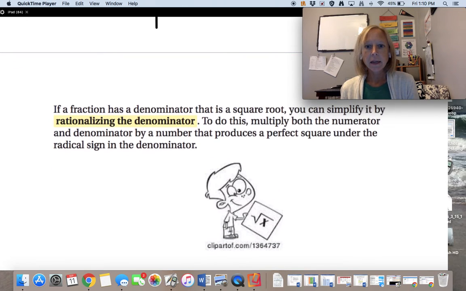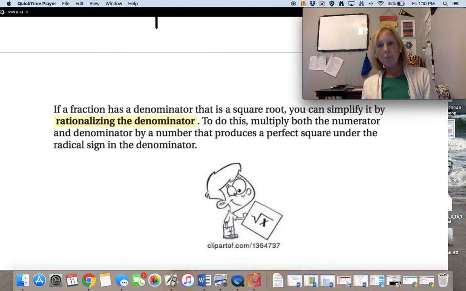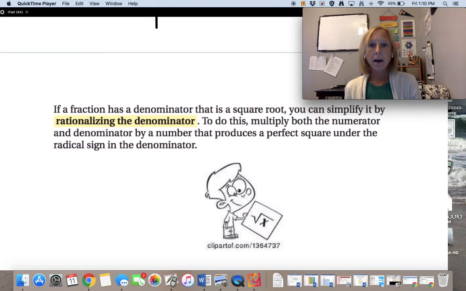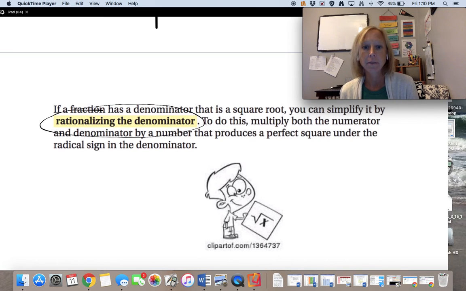All right, next topic for simplifying. I mentioned it before, but I did not use the correct vocabulary. You cannot have a fraction with a radical in the denominator. When that happens, what we have to do is called rationalizing the denominator. To do this, we're going to multiply both the numerator and denominator by the denominator that makes that a perfect square.